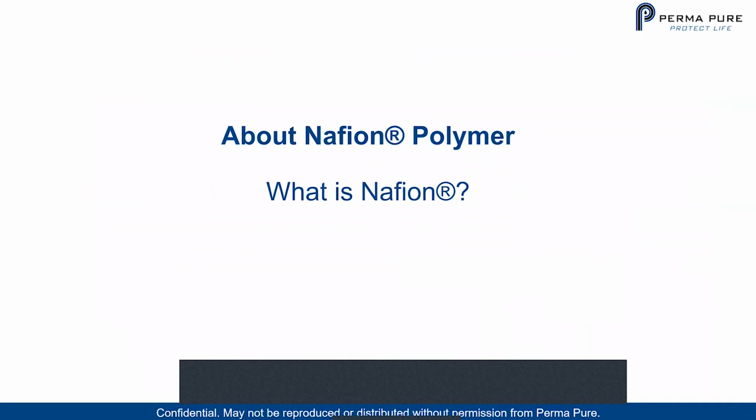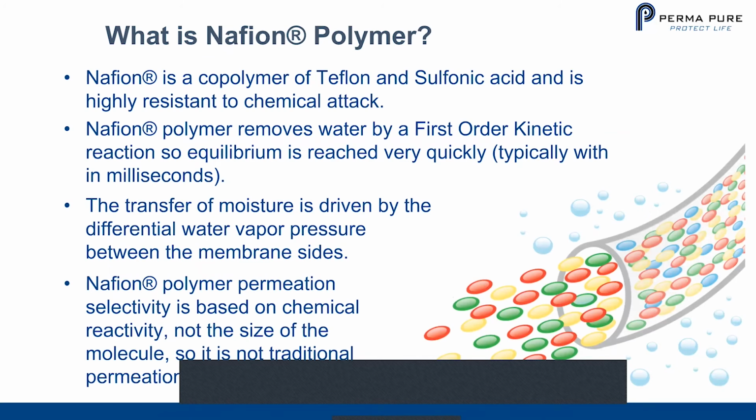So let's talk about Nafion polymer. What is Nafion? Nafion has become such a valuable material for industry and has so many unique attributes. And PermaPure harnesses just one of the main attributes, which is the water transfer properties of the material. Nafion is a copolymer of Teflon and sulfonic acid, and it's highly resistant to chemical attack. So it has a very similar chemical resistance property list, just like Teflon.